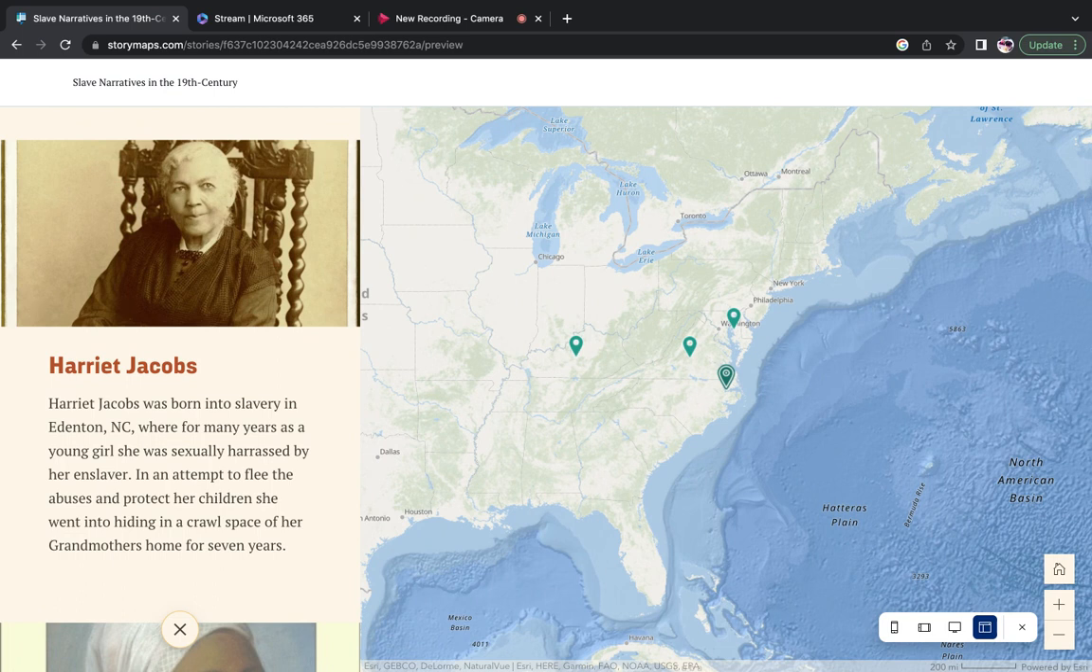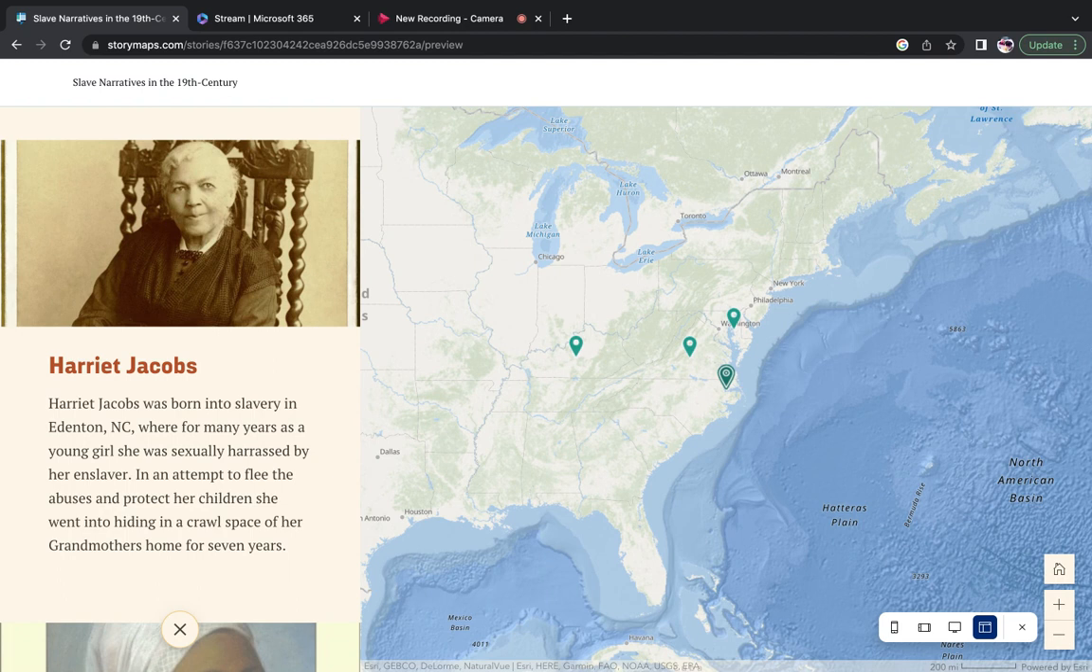So, the first instance of a slave narrative that we're going to look at is Harriet Jacobs. For this class, we read about Jacobs and we were able to read snippets of her narrative. So, in summary of what we learned about Jacobs, she was born into slavery in Edenton, North Carolina. From a very young age, she was pursued by her enslaver and sexually harassed and assaulted by him. She would have children by him but continued to resist his advances. This was one of the most notable aspects of her work.